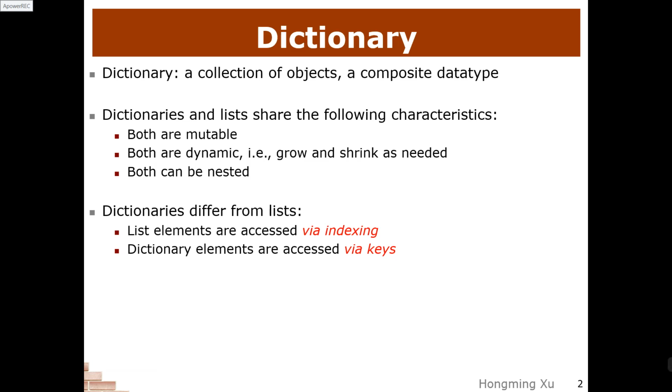Nesting means that every element inside the dictionary or the list can still be a dictionary or list. We will see more examples for better understanding of these properties. Also, we should notice dictionary and list have differences. List elements are accessed via indexing. However, dictionary elements are accessed via the keys. So accessing the elements for dictionary and list is different.